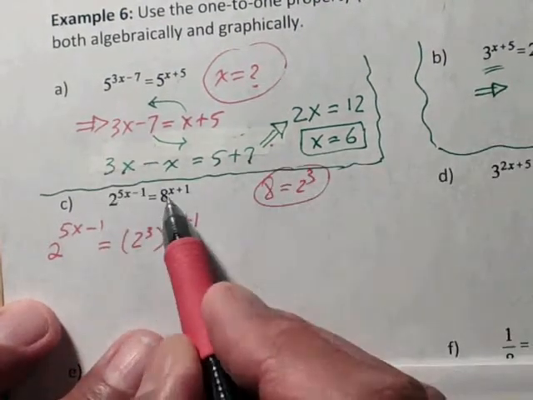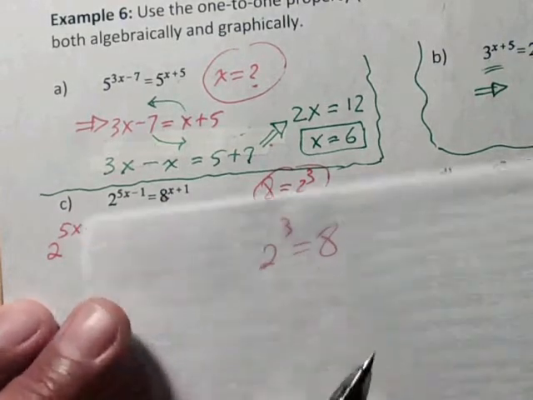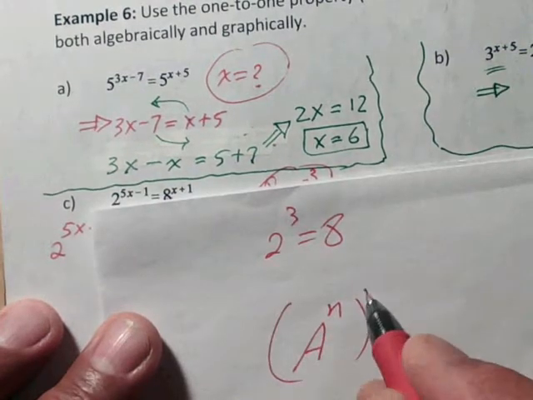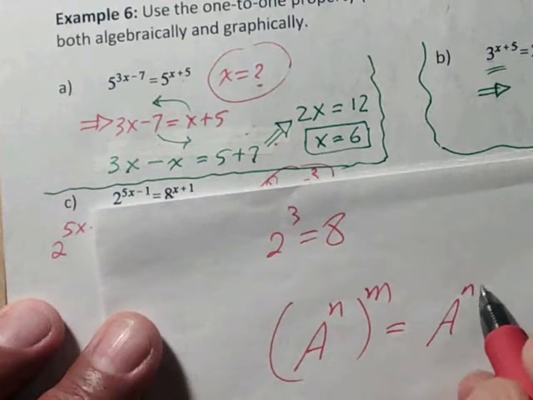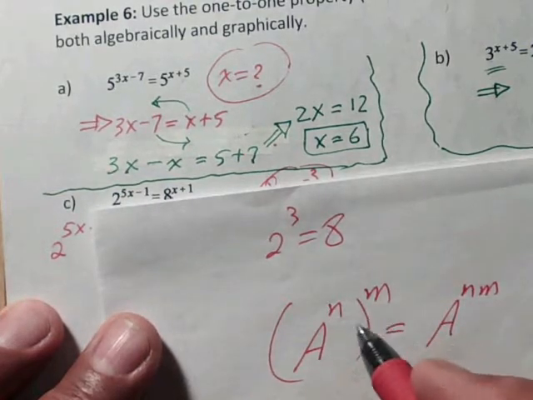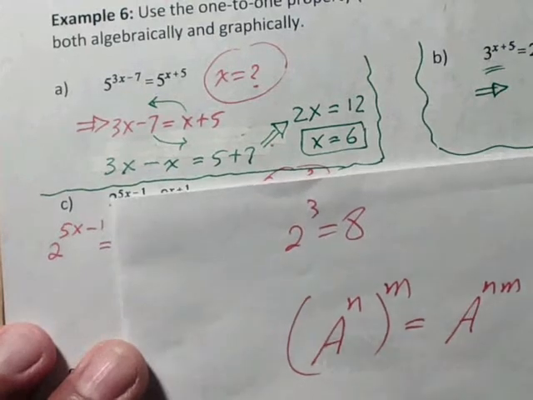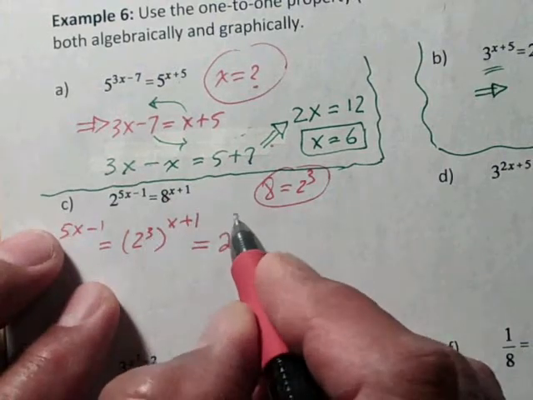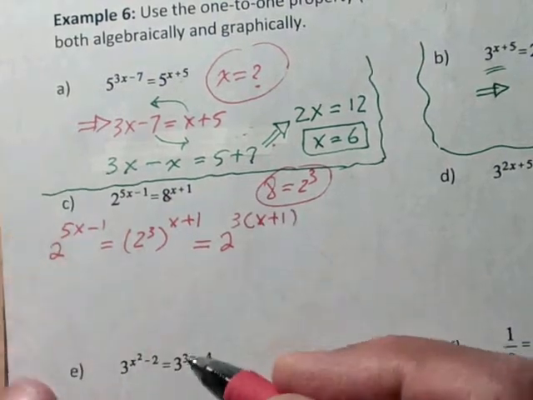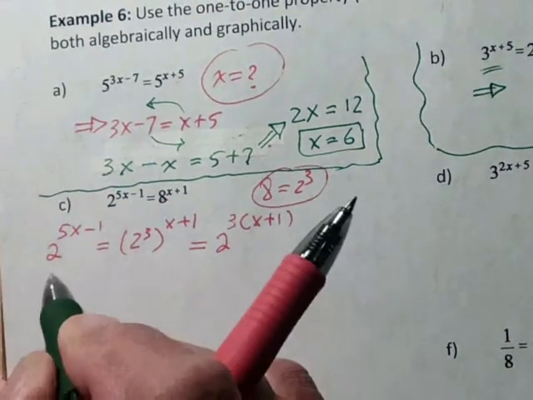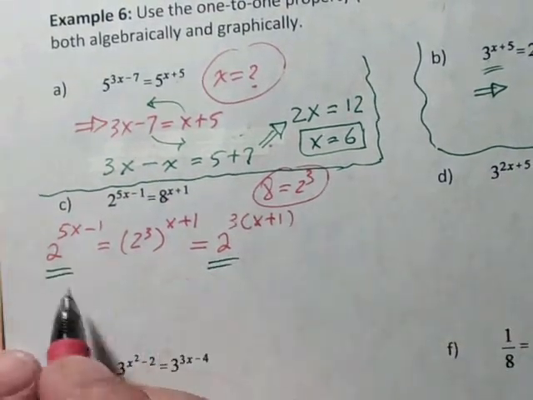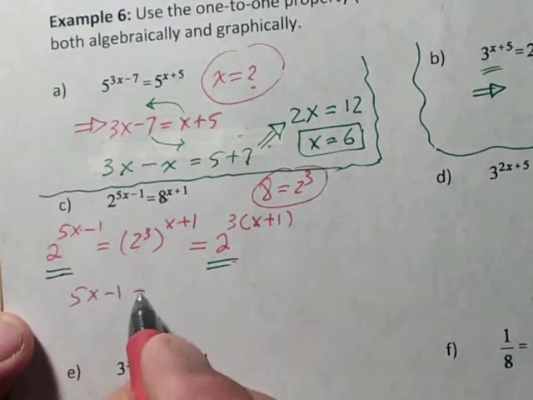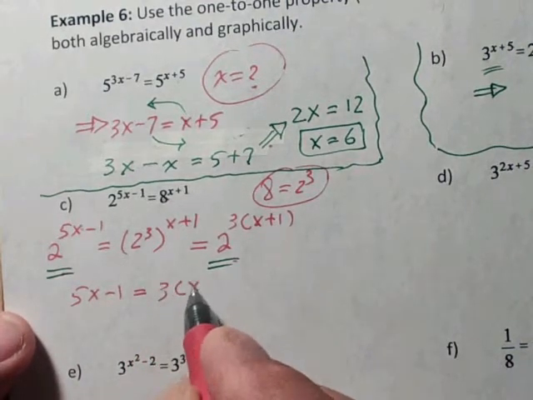So I replace this 8 by 2 to the power 3, and now you use this idea of a to the power n, all of it to the power m, is a to the power n times m. You multiply these powers. So if I use this idea, this is the same thing as saying 2 to the power 3 times x plus 1. So if you compare the left side with the right side, you have the same bases, so you put the exponents equal. So 5x minus 1 equals 3 times x plus 1.